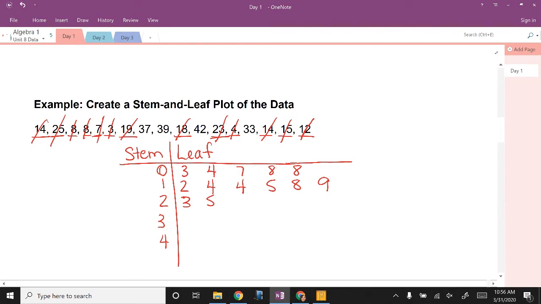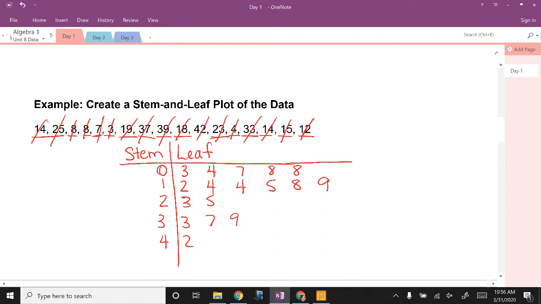All right, so now my 30s, I have a 33, 37, and 39. So 3, 7, and 9 in order. So you want to keep them in order from least to greatest. And for my 40s, my only thing with a 40 is 42.